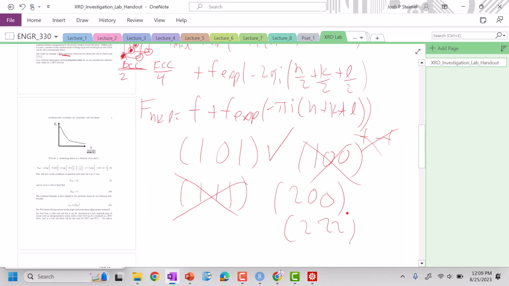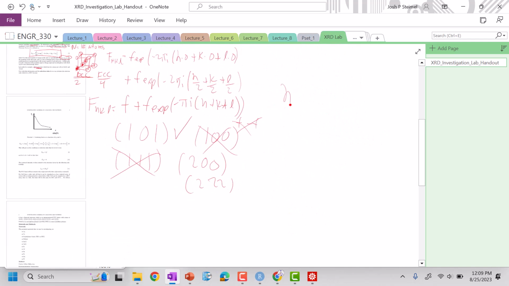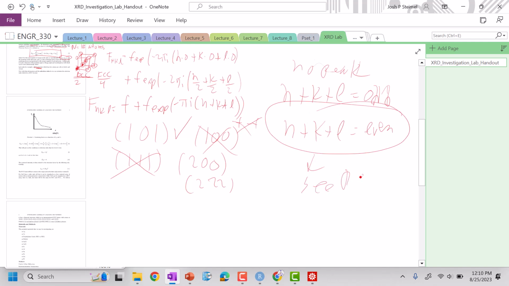Hopefully. So we can deduce that if H plus K plus L is odd, we don't see a peak. No peak. Structure factor is 0. If H plus K plus L is even, on the other hand, this is allowed, so we will see a peak. So if we look at an XRD plot, for example, we will only see peaks if it is a BCC structure. That's the key caveat here. If it's BCC, the only allowed peaks are if H plus K plus L is even.